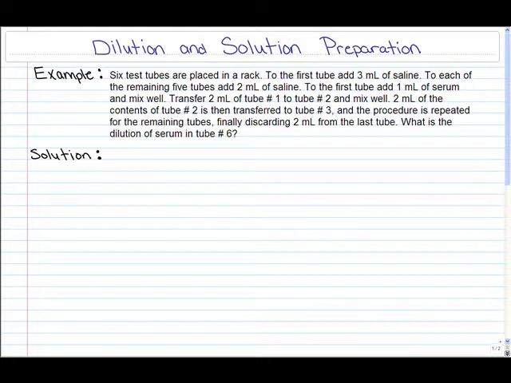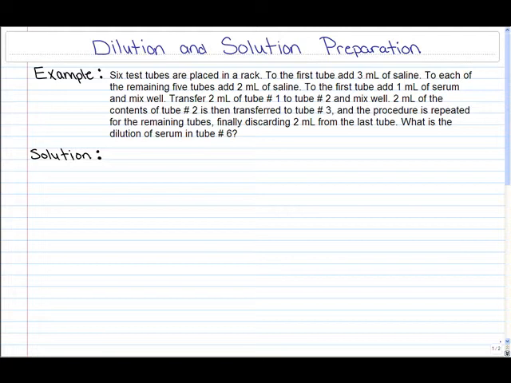6 test tubes are placed in a rack. To the first test tube, you're to add 3 milliliters of saline. To each of the remaining 5 tubes, add 2 milliliters of the saline. Now to the first tube, add 1 milliliter of the serum and mix well. Transfer 2 milliliters of tube number 1 to tube number 2 and mix well. Then 2 milliliters of the contents of tube 2 is then transferred to tube 3, and the procedure is repeated for the remaining tubes. Finally, discarding 2 milliliters from the last tube. What is the dilution of the serum in the last tube, which is tube 6?